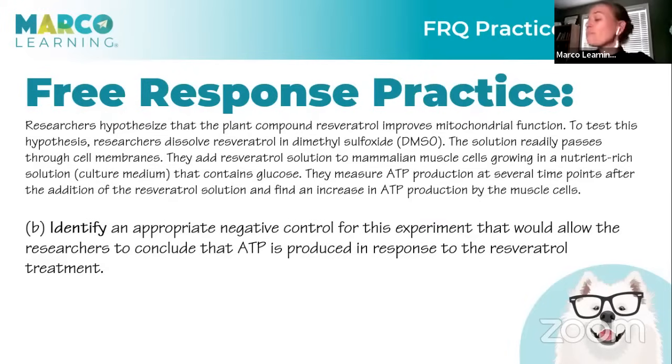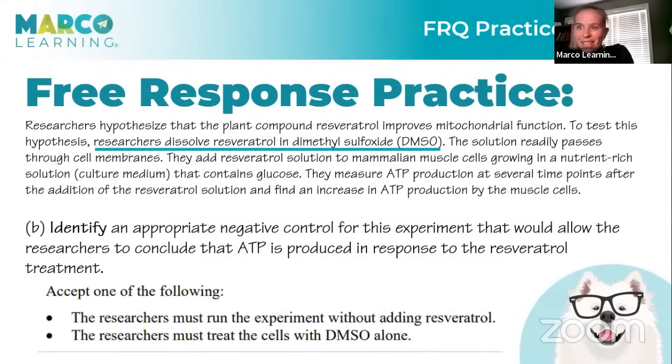And your scientific practices. So appropriate negative control for the experiment that would allow for the researcher to conclude that ATP is produced in response to the treatment, right? So originally we had this dissolved in DMSO. If I want to make sure that it is the treatment that affected it, then I need to compare it to something that doesn't have it, right? So the researcher will run the experiment without adding the chemical, or they treat the cells with DMSO and only DMSO. So that would allow us to ensure that it is the chemical treatment and only the chemical treatment that caused this effect in our cells.